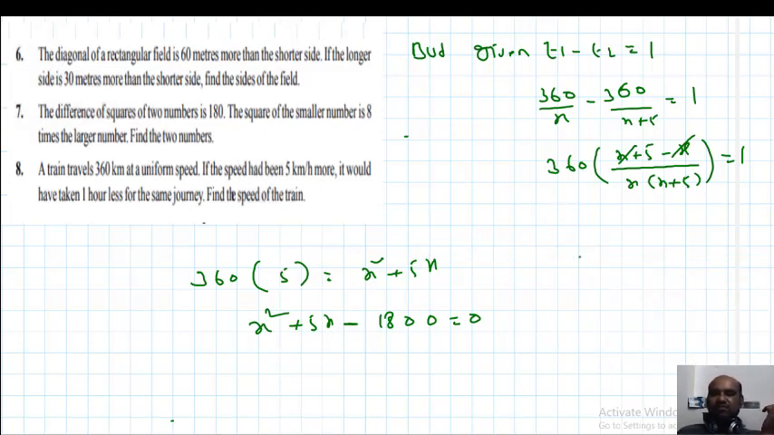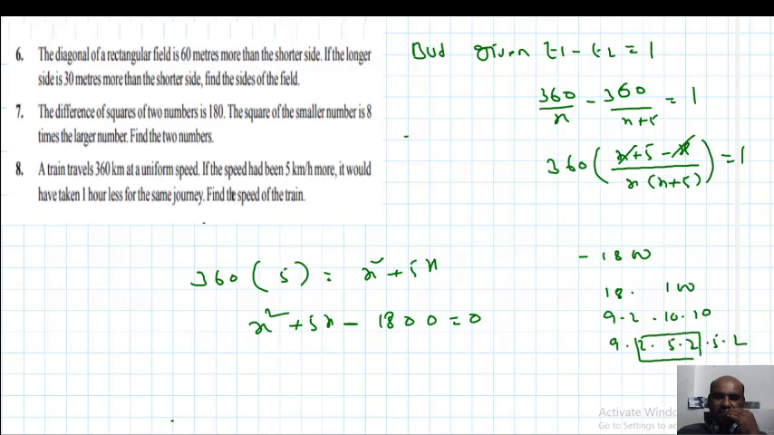Okay, so now you want to find factors of minus 1800. Product should be minus 1800. Sum should be 5. 18 into 100, 9 into 2 into 10 into 10, 20 and 90. But you want 5, means 9 into 2 into 5 into 2 into 5 into 2. 5 to the 10, 10 to the 20, 20 plus 40, 40 and 45, okay.